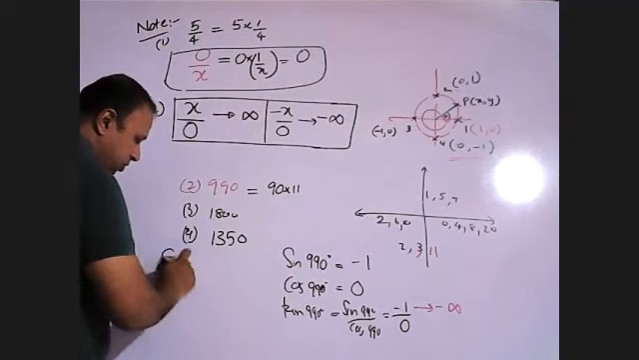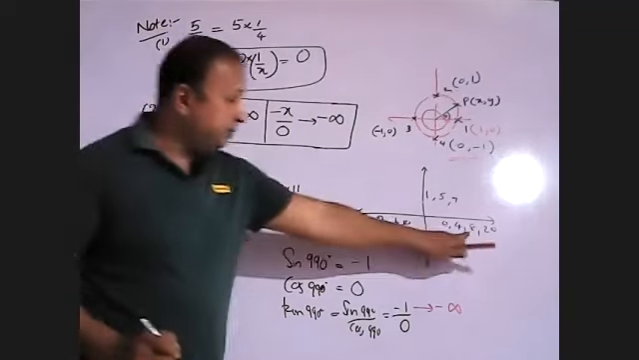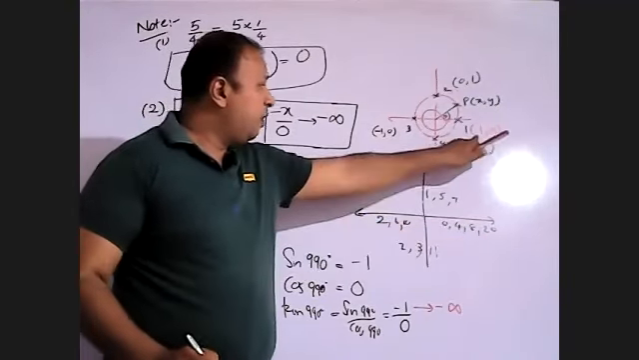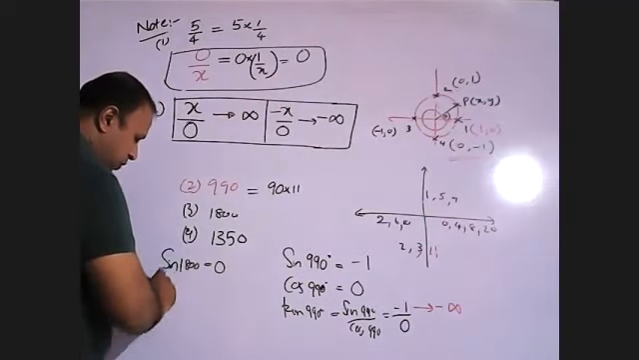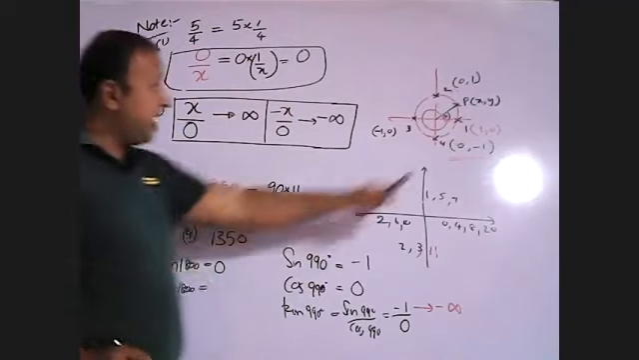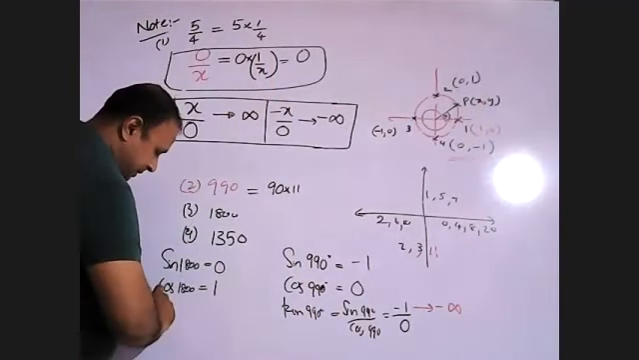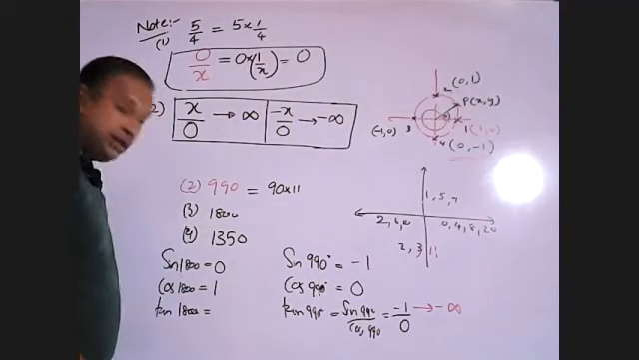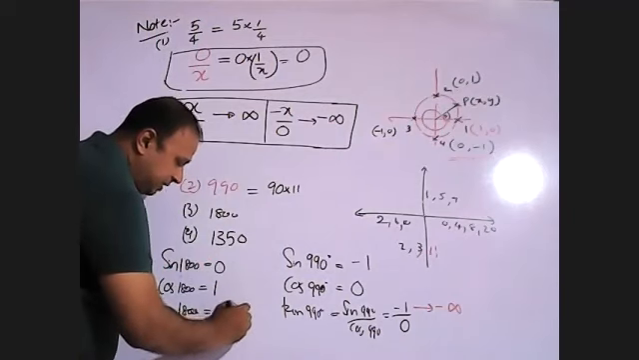Sine 1800 means the y coordinate of this point. Y coordinate of this point is equal to 0. Cos 1800 is equal to the x coordinate of this point, that is 1. Tan 1800 means the division of these two, that means 0 over 1, so that is equal to 0.